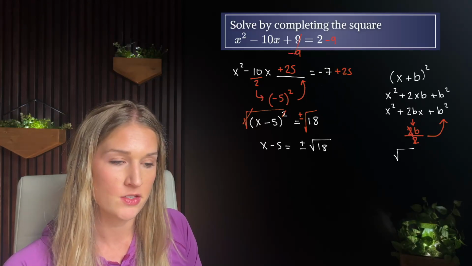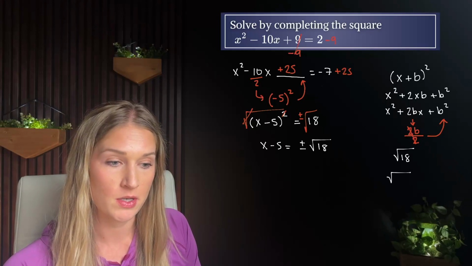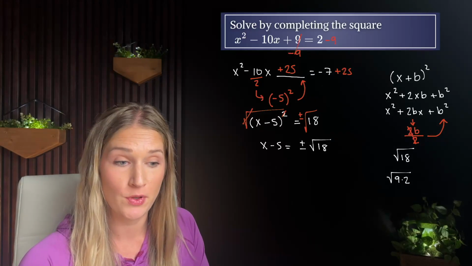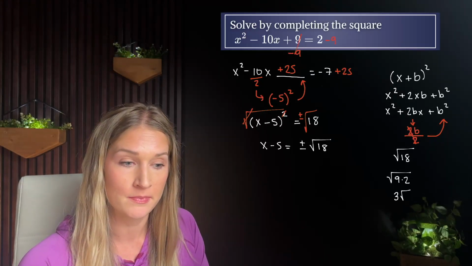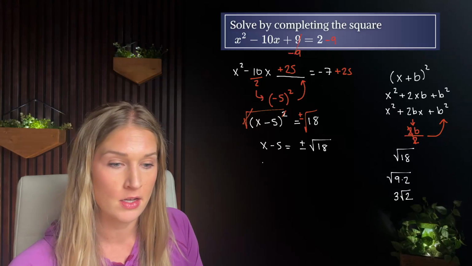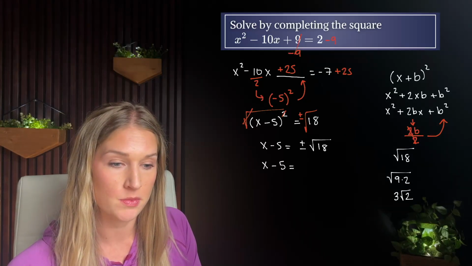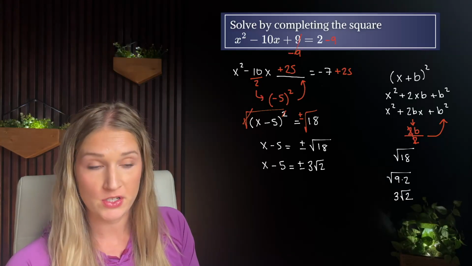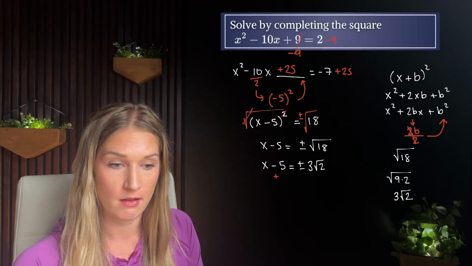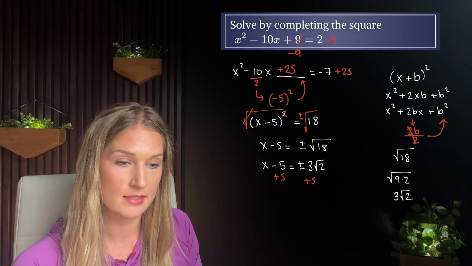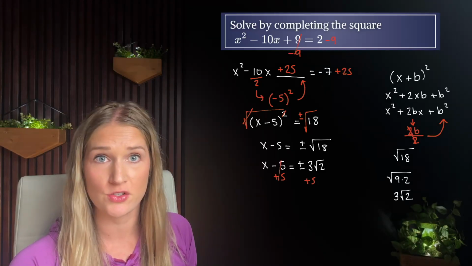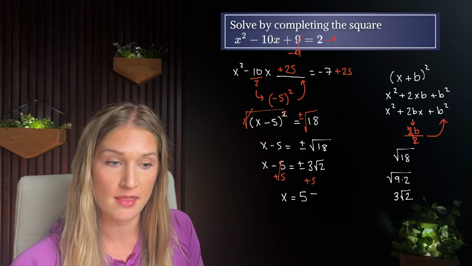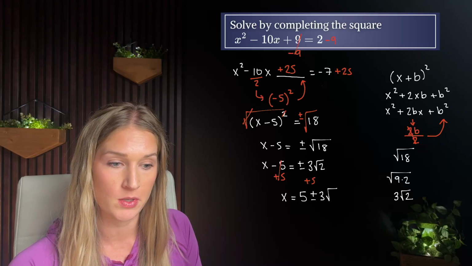Side note, simplifying the square root of 18, that would be square root of 9 times 2. Square root of 9 we know, so I can pull out the square root of 9, which is 3, and then that 2 has to stay inside. So x minus 5 equals positive or negative 3 square root 2. We just add the 5 to get the x all the way alone, add 5 to both sides, and generally we like to put that integer first. So my answer is going to have the positive 5 first and then plus or minus 3 square root 2.